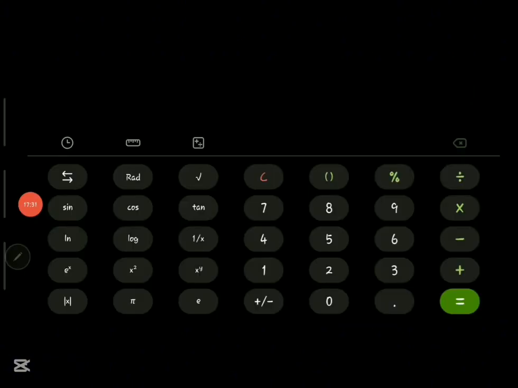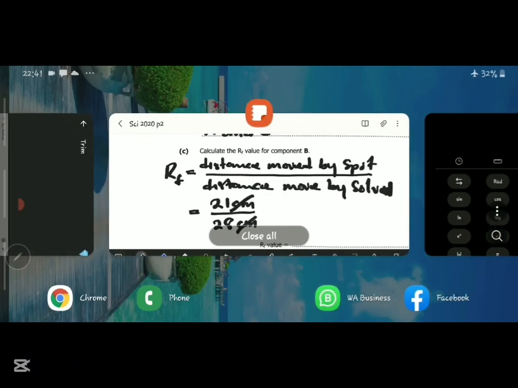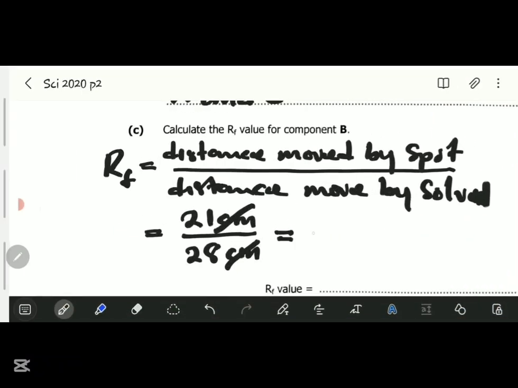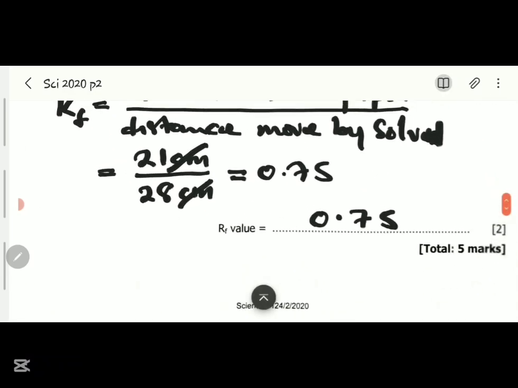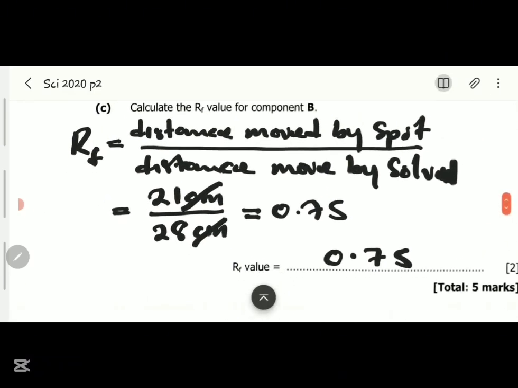All right, so we have 21 divided by 28. So 21 divided by 28 is 0.75. So this will be equal to 0.75 without units, because the units have cancelled out. So 0.75 is our RF value, and that brings us to the end of this question.